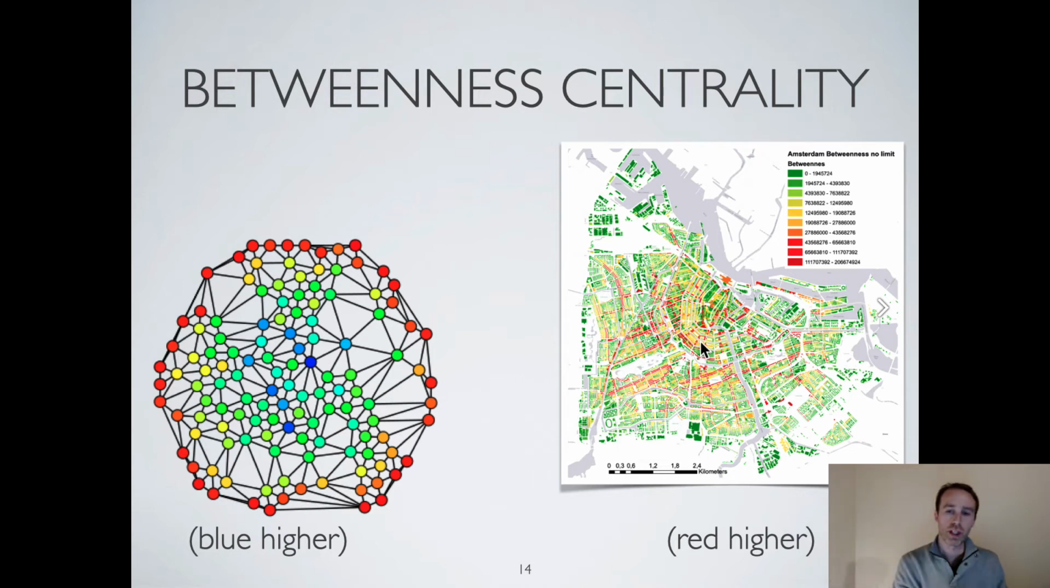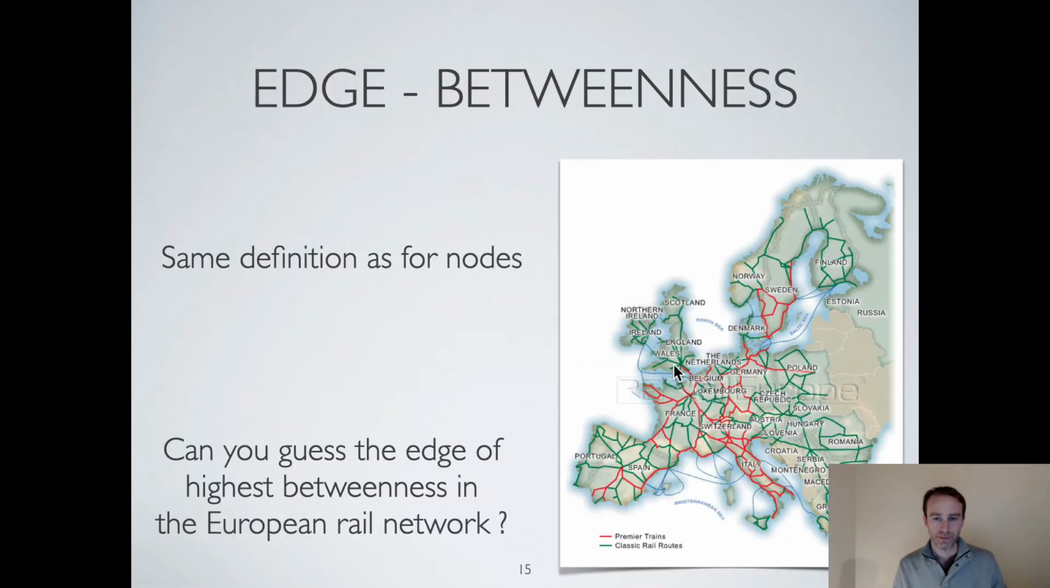If you remove a bridge, typically you will make the flow in the network harder. It will be harder to move in this network from one point to another. So these high betweenness nodes, or edges, correspond to nodes that if you remove them, it will be much harder to move in the network.